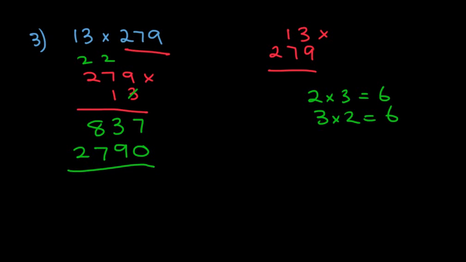And now my very last step in order to get the answer is add them. So 7 and 0 is 7. 9 and 3 makes 12. 8 plus 1 is 9, plus 7 is 16. 1 plus 2 makes 3. My answer is 3,627.